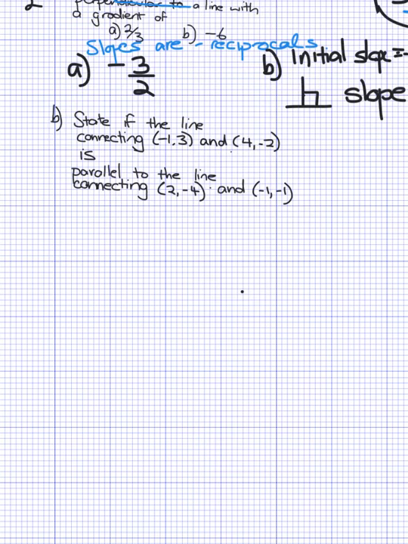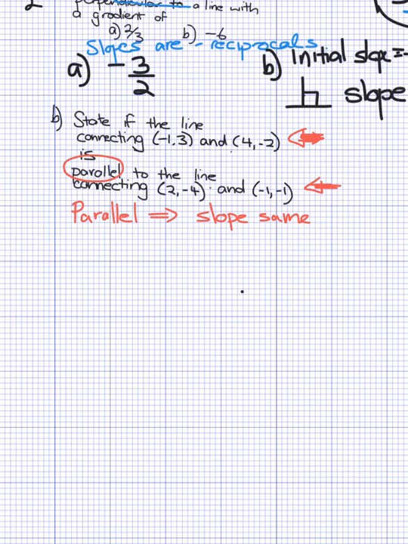Next example down there, we've been asked to state if the line connecting -1, 3 and 4, -2 is parallel. So be careful of your words. This says it's parallel, it's not perpendicular. It's parallel to the line connecting 2, -4 and -1, -1. So I'm just going to remember that parallel means the same slope. That's what it means. And so in order to work out whether this line here and this line here are parallel, I'm actually going to calculate the slope of these lines.